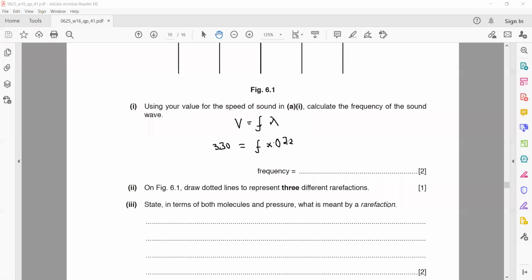So this will be 0.022, and this is multiplied, other side it will divide, so frequency will be 330 divided by 0.022, which is 15,000 hertz.